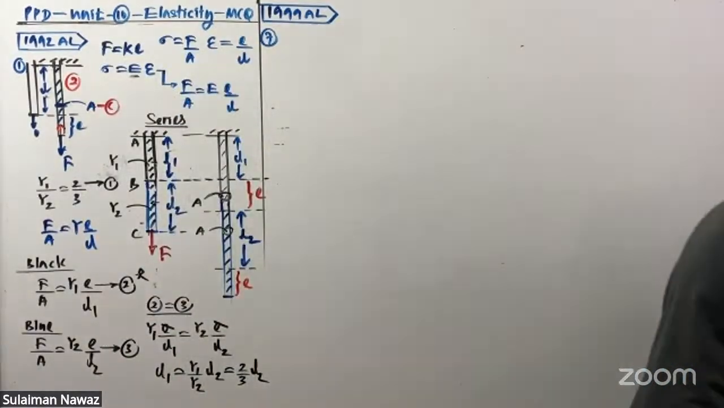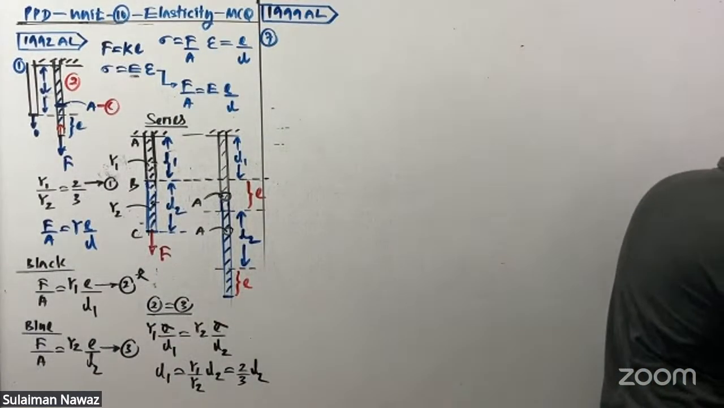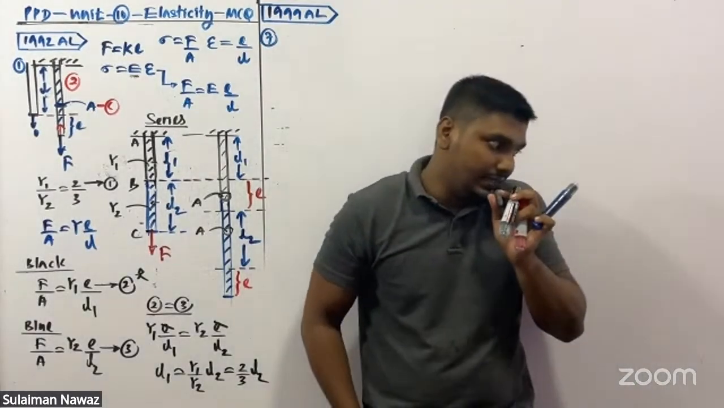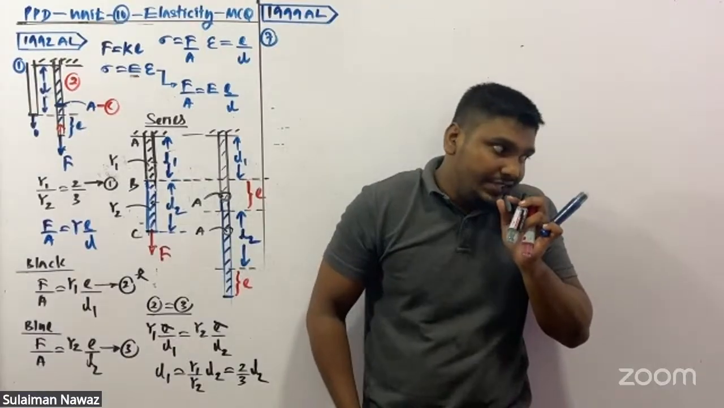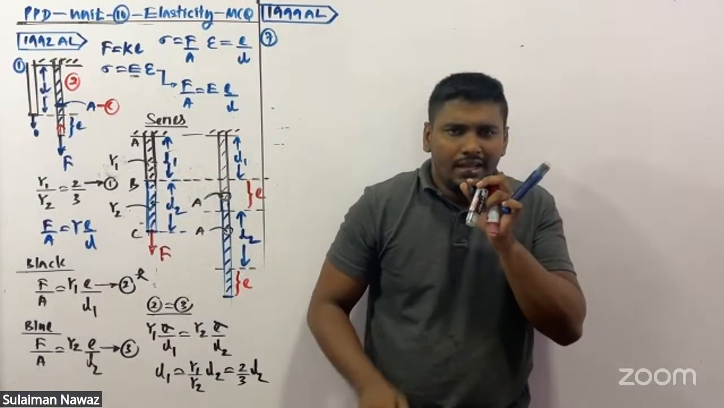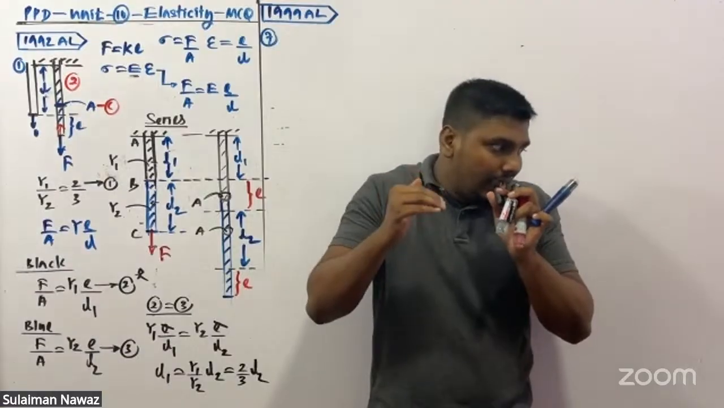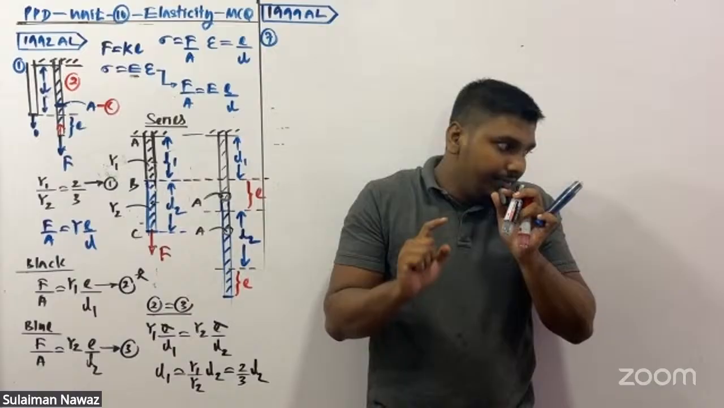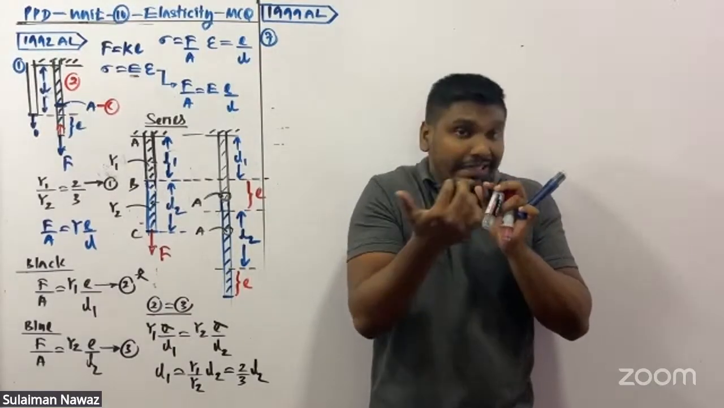What are they asking? They are telling that an elastic string has a length of 30 centimeter when the tension on it is 3 Newton. See that sentence: an elastic string has a length of 30 centimeter when the tension on it is 3 Newton.